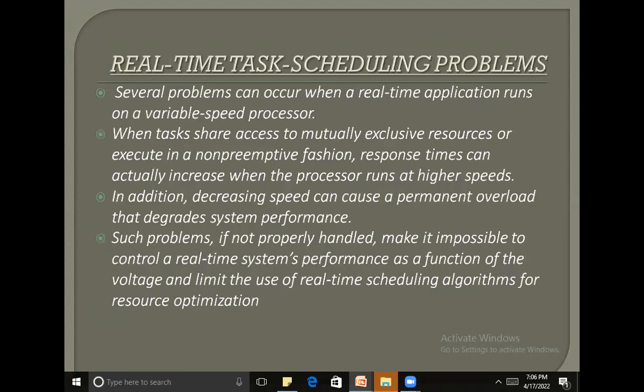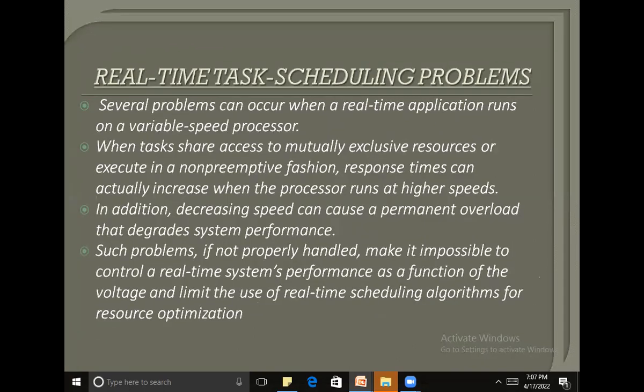Real-time task scheduling problems. Several problems can occur when a real-time application runs on a variable speed processor. When tasks share access to a mutually exclusive resource or execute in a non-preemptive fashion, response times can actually increase when the processor runs at a higher speed. In addition, decreasing speed can cause a permanent overload that degrades system performance. Such problems, if not properly handled, make it impossible to control a real-time system's performance as a function of the voltage and limit the use of real-time scheduling algorithms for resource optimization.